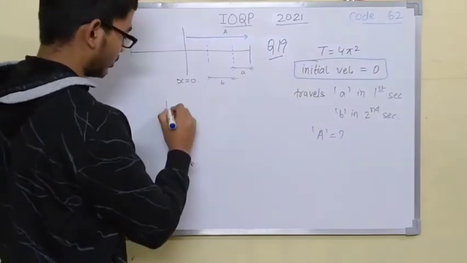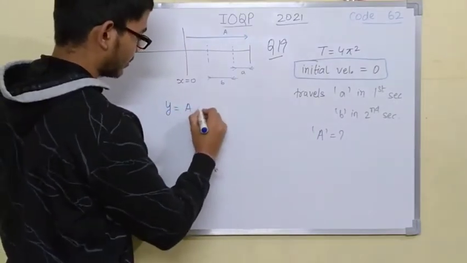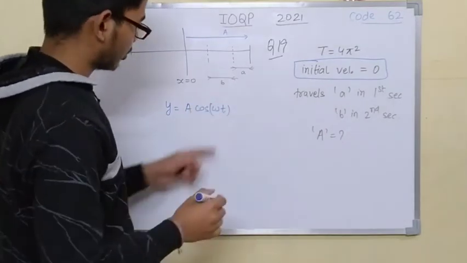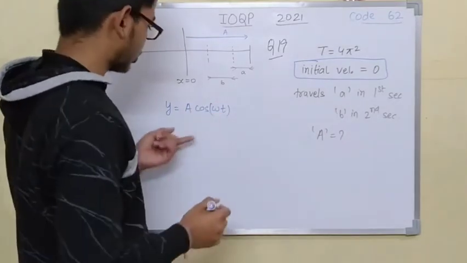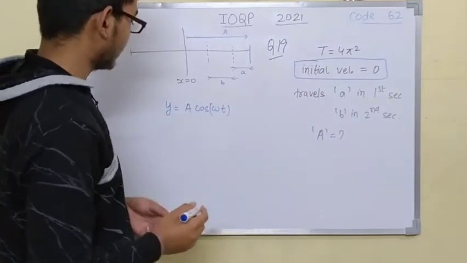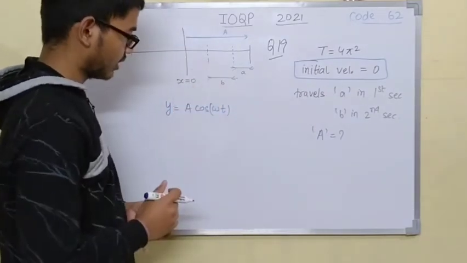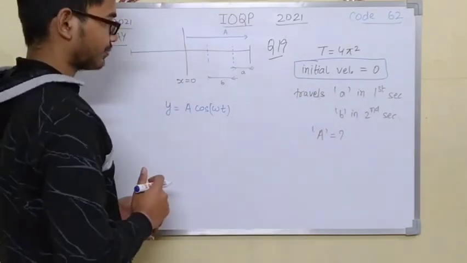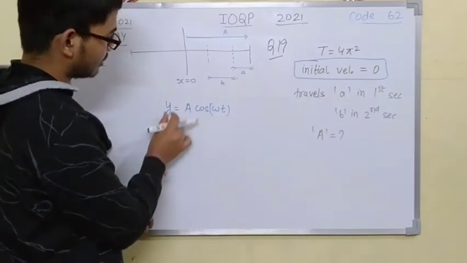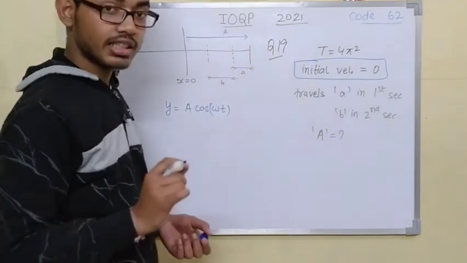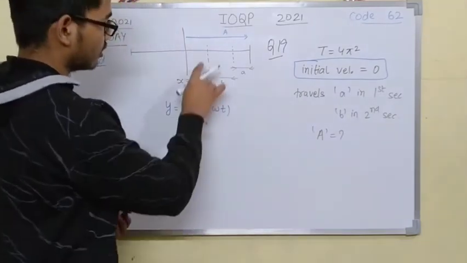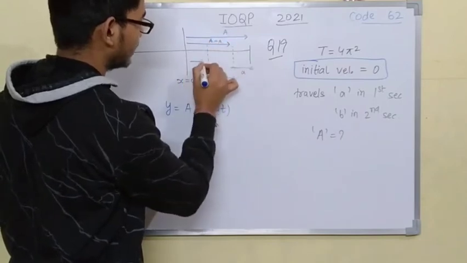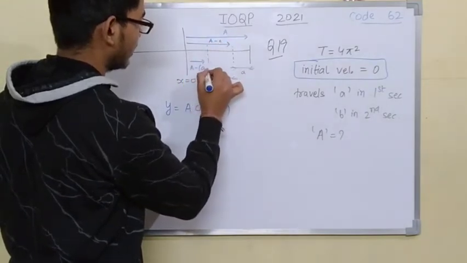So we can write the simplest equation of SHM, y equals A cos omega t. Now you can put t equals 0, then cos 0 is 1, y equals A. Therefore, we can say that this may be the equation for the SHM. Now it is saying that it travels a in the first second. Therefore, this is a displacement from the mean position as we had studied in the SHM chapter. Therefore, this length is A minus a and this is A minus a plus b.